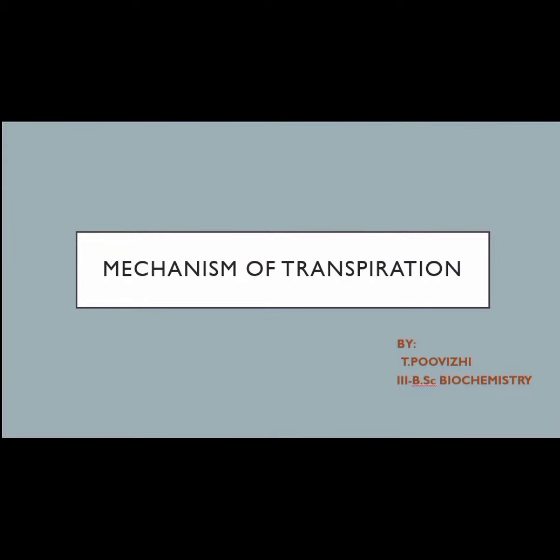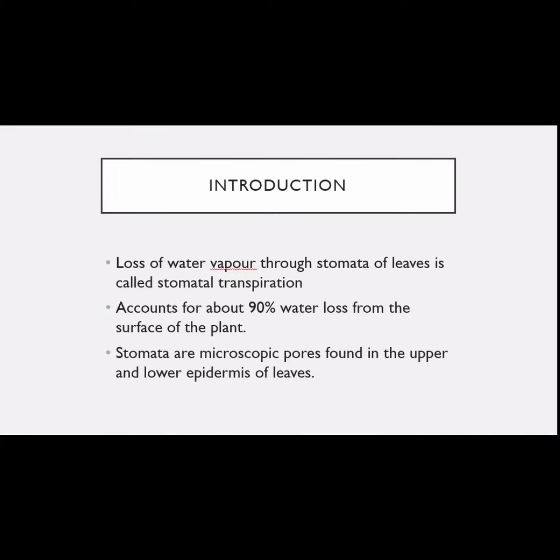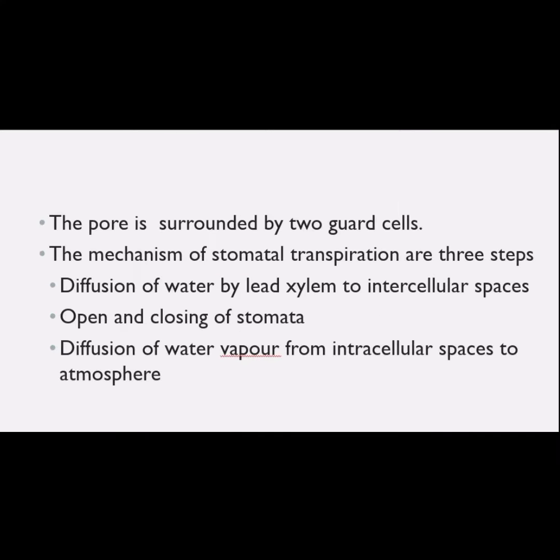I am going to talk about the mechanism of transpiration. Introduction: loss of water vapor through the stomata of leaves is called stomatal transpiration. It accounts for about 90% of water loss from the surface of the plant. Stomata are microscopic pores found in the upper and lower epidermis of leaves. The pore is surrounded by two guard cells.